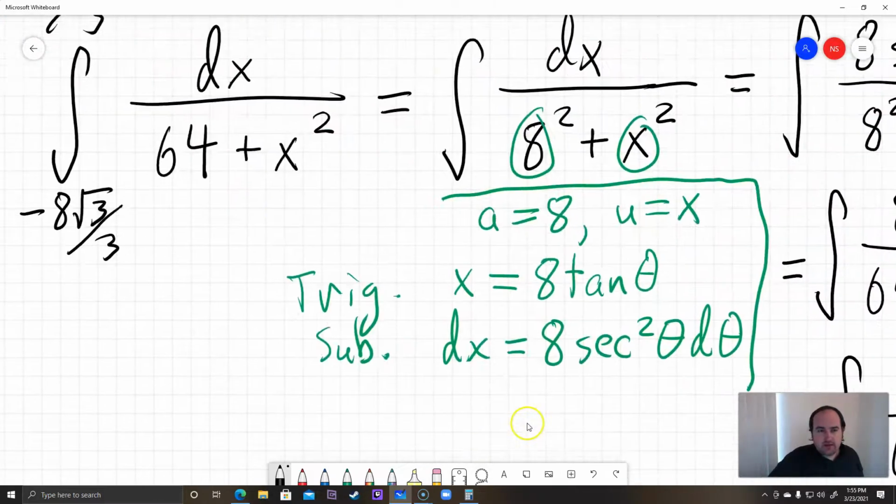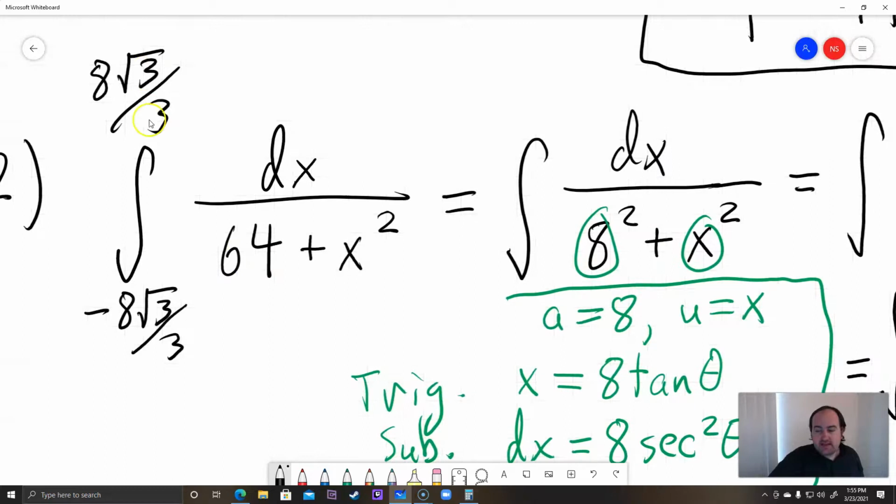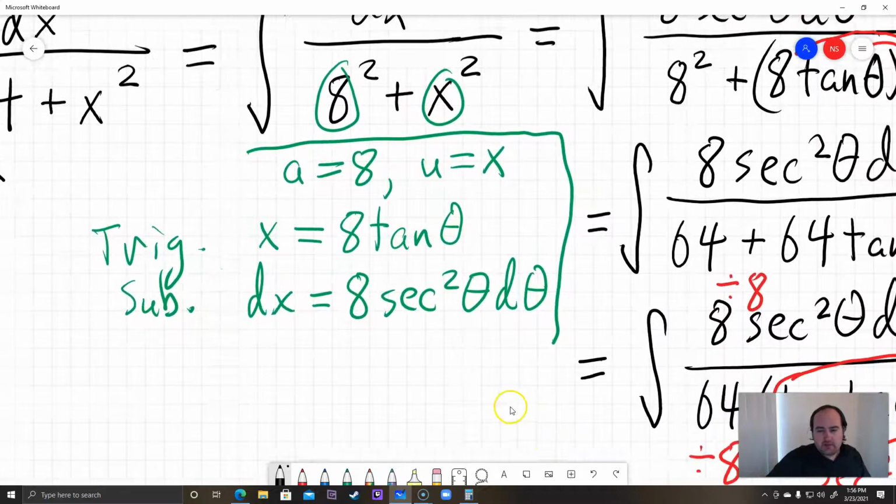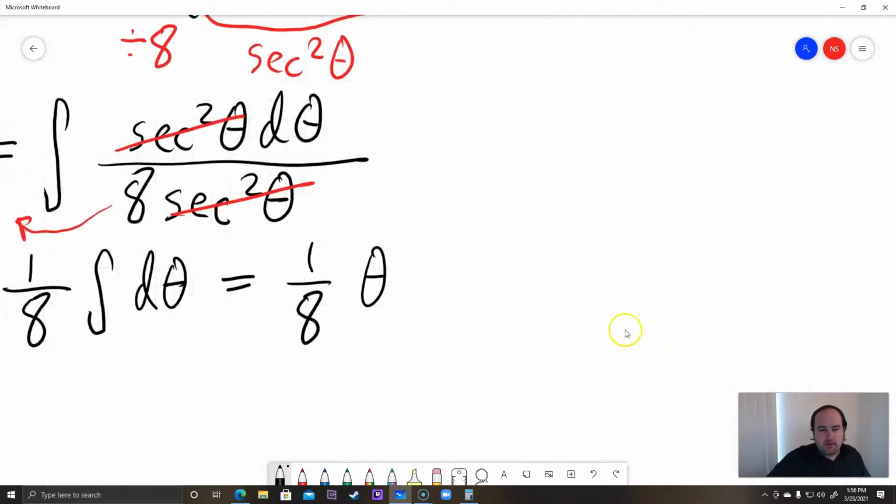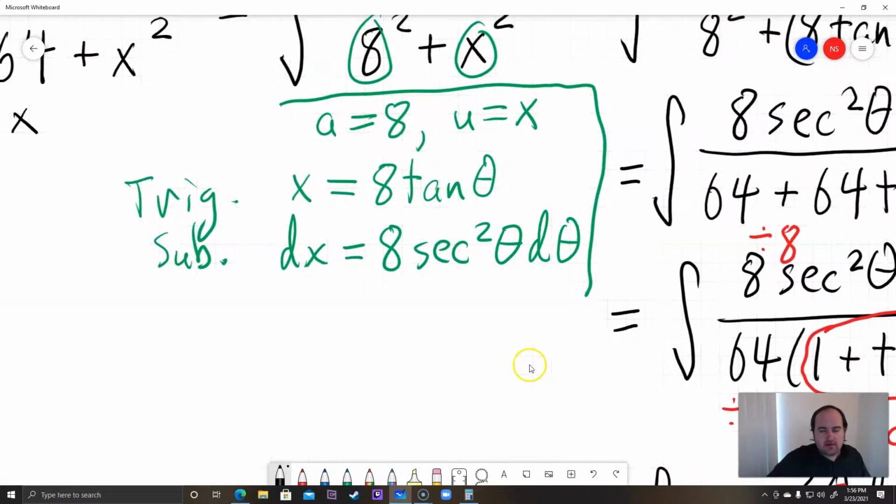And also, don't forget, in this problem, it was a definite integral. So at the end, we're going to have to be plugging in x equals 8 root 3 over 3 and also x equals negative 8 root 3 over 3. So we're going to have to plug in the top number and then subtract the function evaluated at the bottom number. Okay, but what we have to do first is rewrite this theta as an expression in terms of x. Okay, so how am I going to do that?